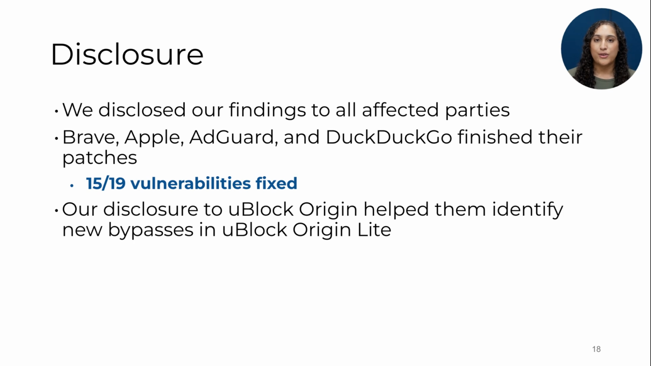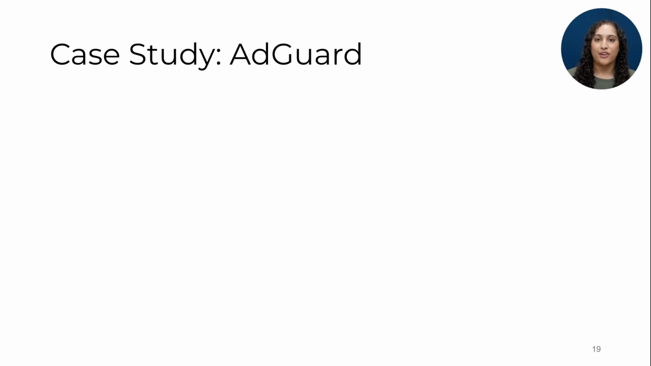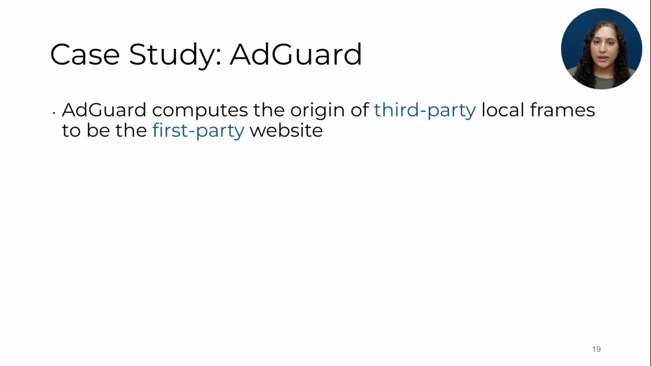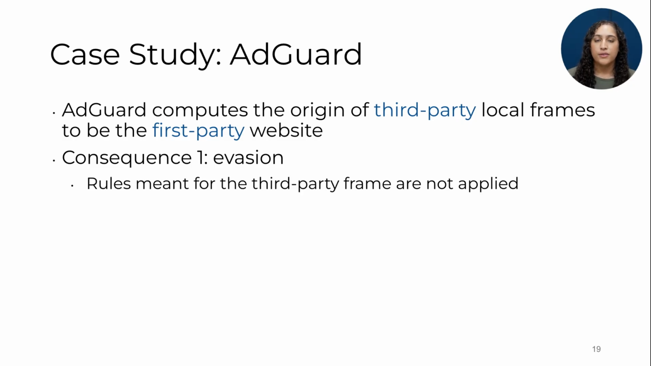So now I'm going to go into a few case studies of some of these patched vulnerabilities. Let's start with AdGuard. AdGuard was really interesting because they computed the origin of a third-party local frame to be the first-party website. Now this has 2 main consequences. The first one is evasion. So all of the rules that were meant for the third-party website were not being applied to that third-party local frame. So this means that any tracking resources that were requested in the frame would not be blocked.